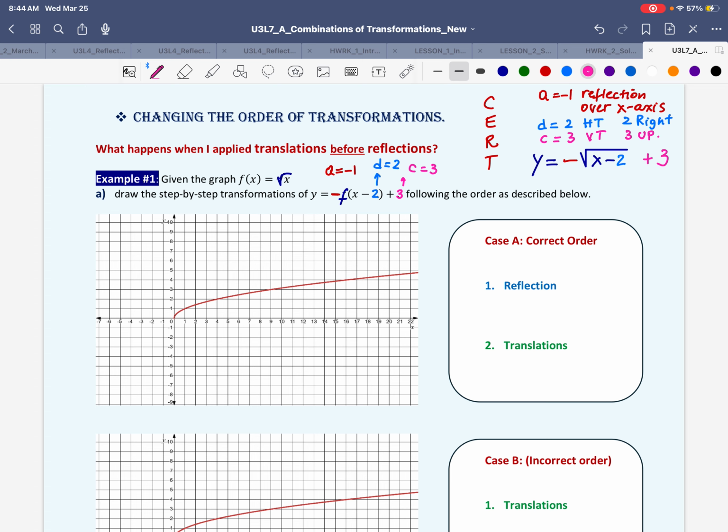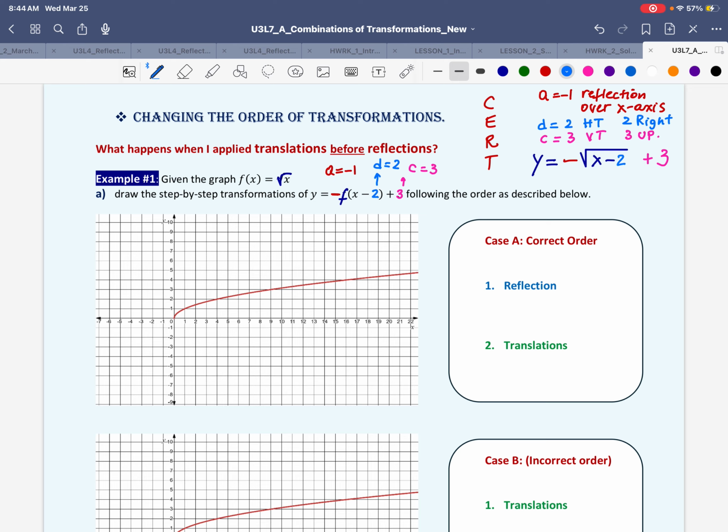So I'm going to do things in the correct order as suggested by SORT. So I will reflect the graph first, and then I will translate it. So first, let's do the reflection. So reflection over the x-axis will take this parent function. So this is a graph of the parent function. I drew this in advance, so we don't have to waste our time there.